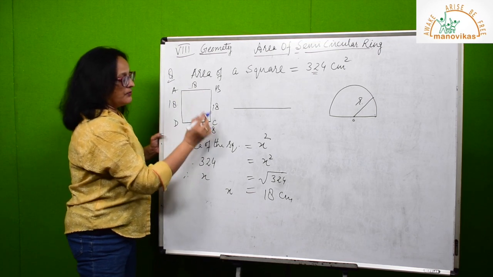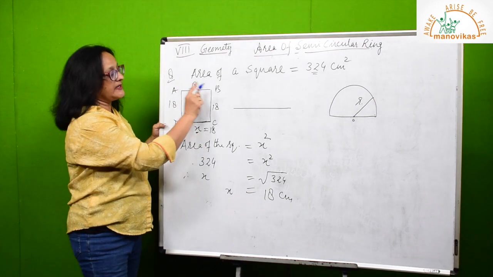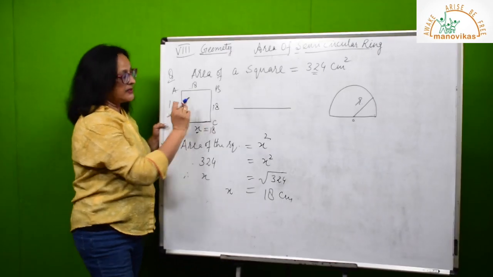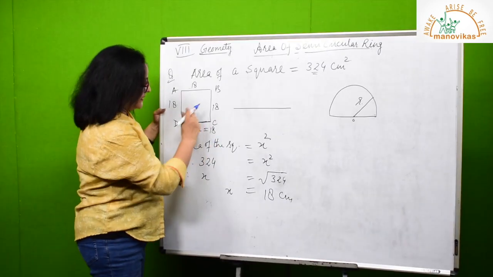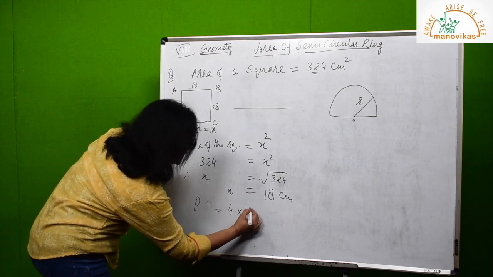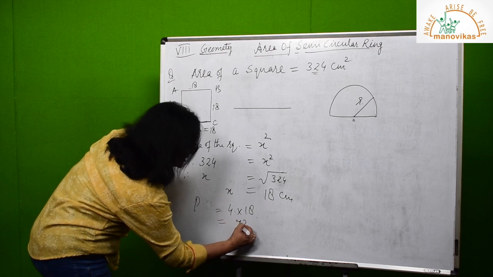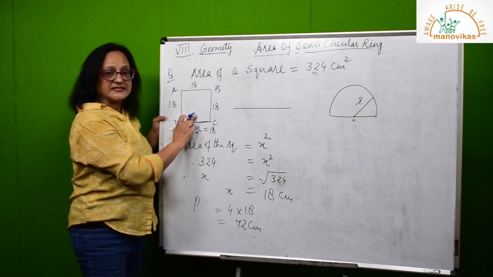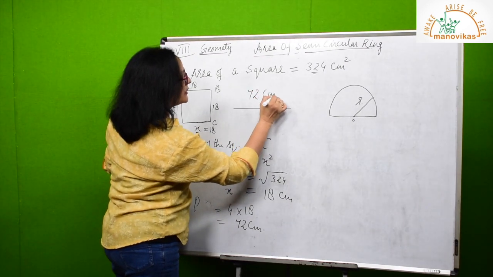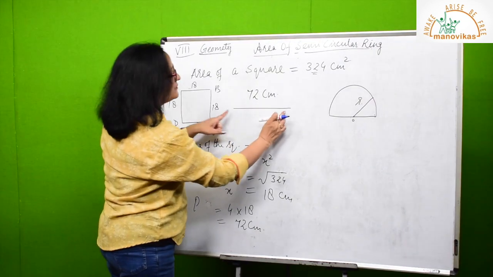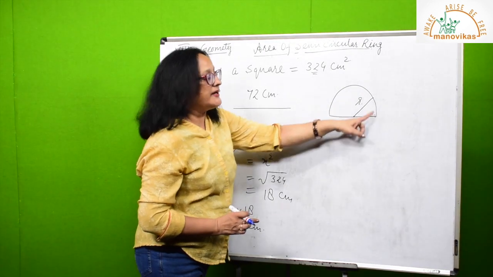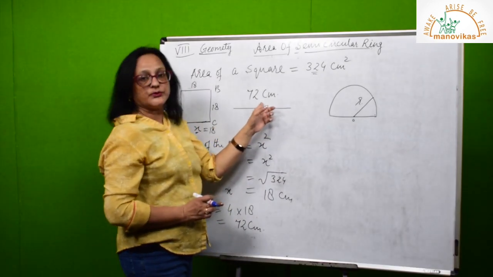Now, if the side is 18 centimeter, what will be the perimeter? 4 multiplied by 18, or 18 plus 18, add all the sides, we will get 72. That means the perimeter of the square will be 4 into 18, 72 centimeter. So if the perimeter of this is 72, that means the length of the wire is equal to 72 centimeter. Now the same wire is used to make this semicircle. So the perimeter of this semicircle will also be equal to 72.